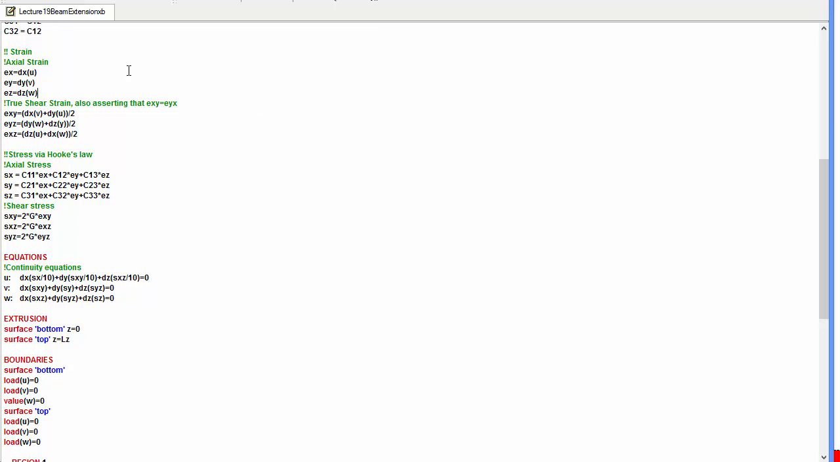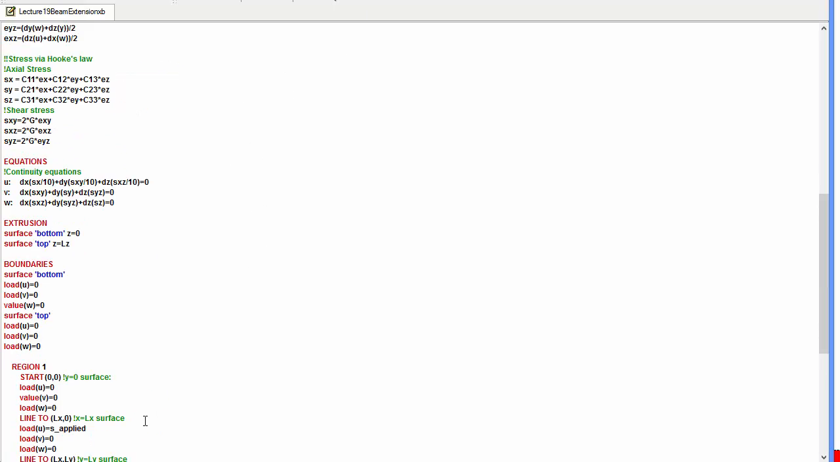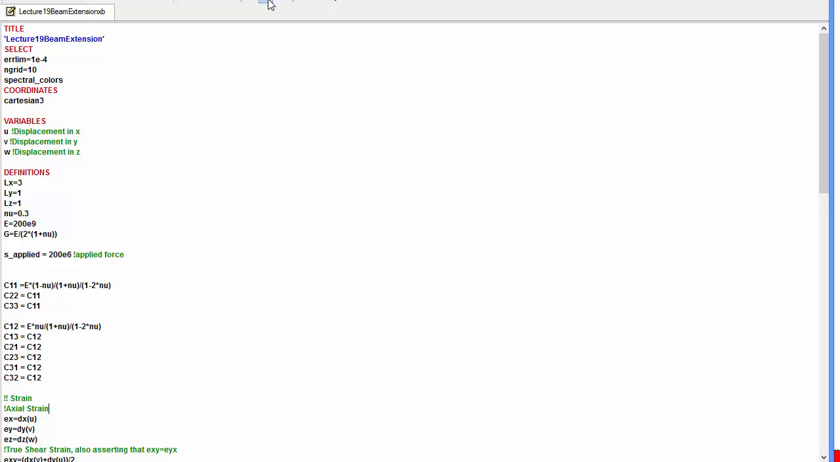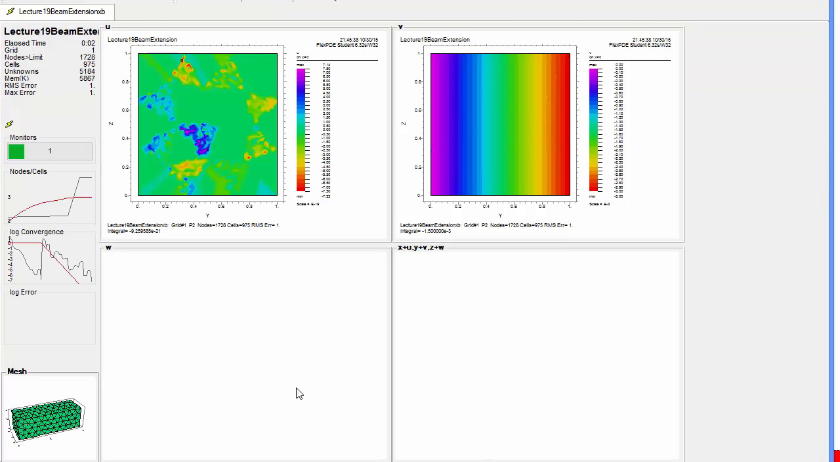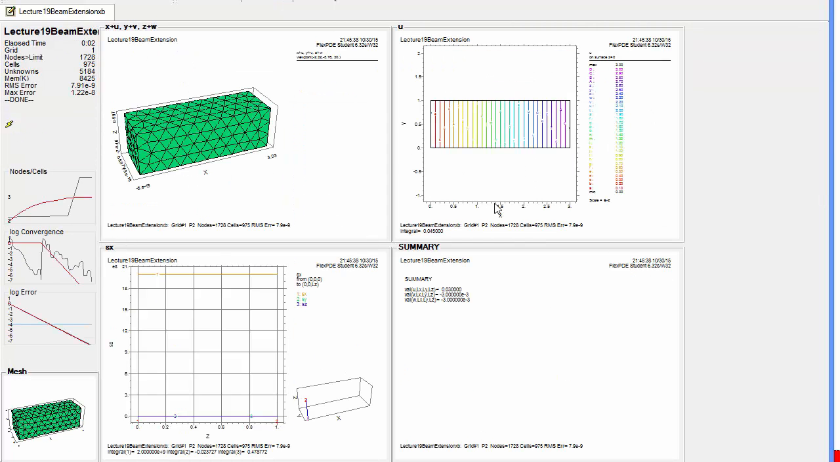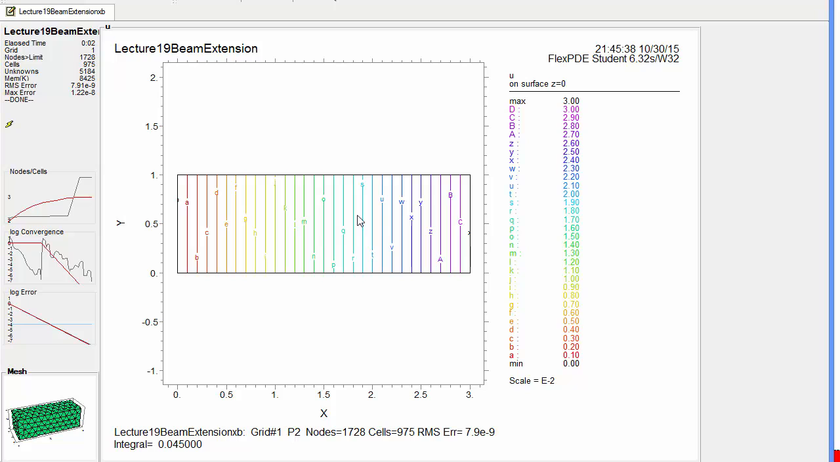So here's our FlexPDE. This is the program I was just showing you there, and running that looks something like this on this computer, and there it is. So we've got the shape there, x this way, y is kind of into the page, and z is kind of up from this particular angle. And you can look at this graph and see that on the right side of the surface for the large x value, we've got a displacement of 3 e minus 2.